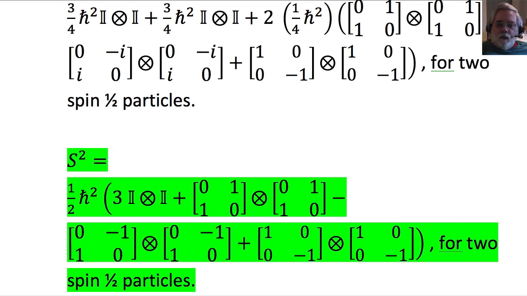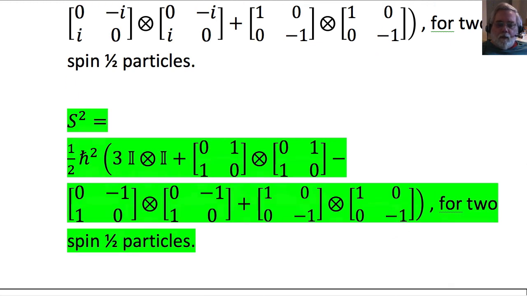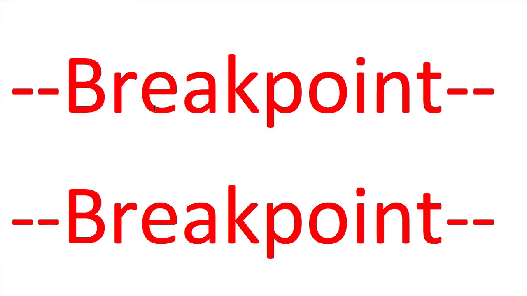That is S squared for two spin 1/2 particles, and we're going to need that in the next section, which is why we went through this much work. If you didn't follow every step, that's fine. If you don't like this result, that's fine too. It's going to lead to an even simpler result in the next section. This is a possible time to take a break.